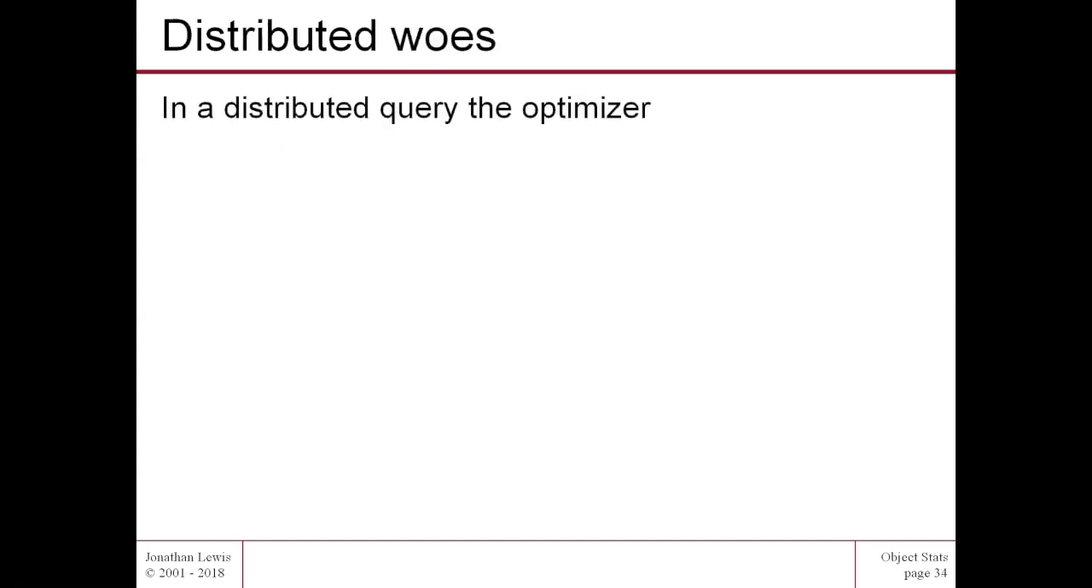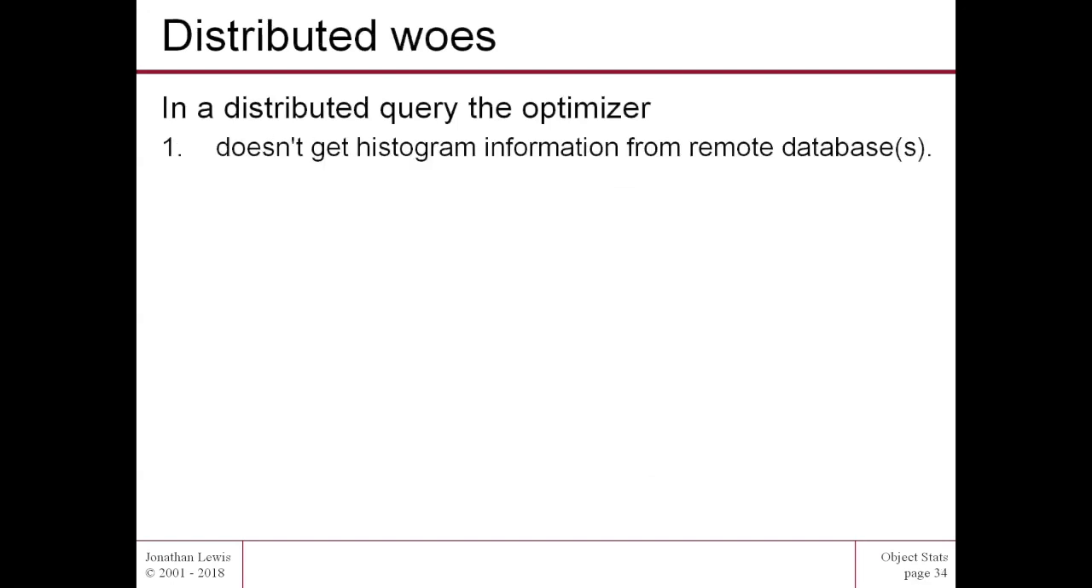We move on to distributed queries. And what can go wrong with distributed queries? The answer is simple: everything. In a distributed query, if you're just joining two tables from two different databases as the very simplest case, first off, if you've got histograms on the remote table, Oracle doesn't look at them. So it doesn't matter how much information you've got about skew at the remote site, Oracle in the local site has no idea about what's going on.